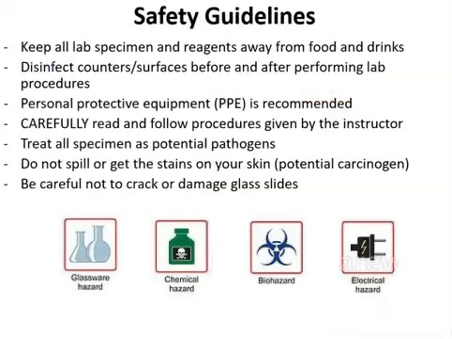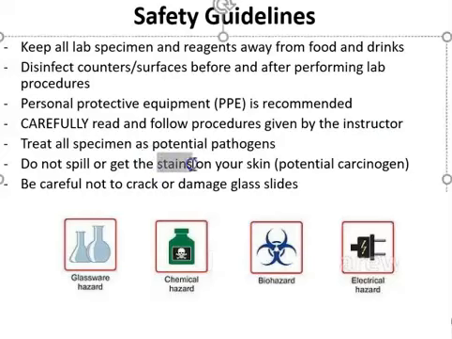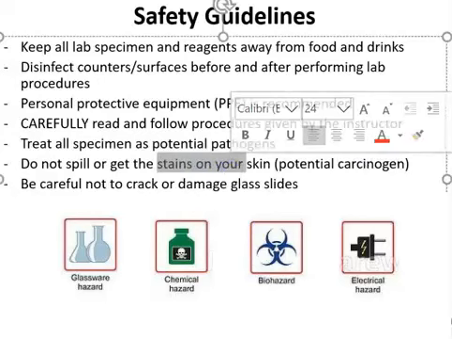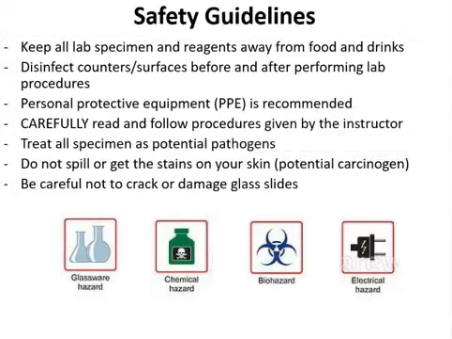For this lab, it's going to be really important to follow safety procedures. So as always, you want to disinfect before and after doing your procedures. PPE is highly recommended. And make sure you carefully read all of the procedures. Treat all specimens as potential pathogens. But for this one, it's really important. Remember that those stains contain benzene. So you want to be very careful with them. You want to try not to spill them. Try not to get that stuff on your hands because benzene is a potential carcinogen, cancer-causing agent. Also, be careful with your glass slides. You don't want to break those and cut yourself. We talked about this in the intro lab.